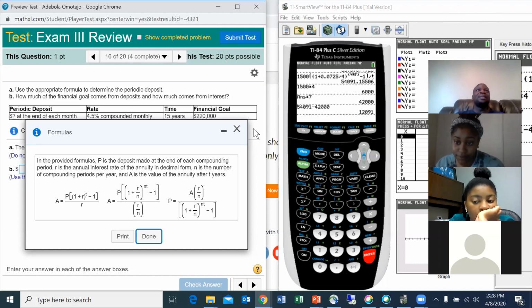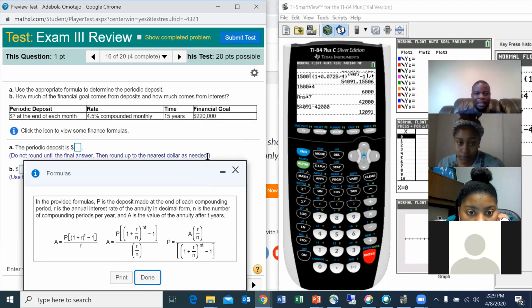I'll probably put it for the next 10 minutes, so that we don't spend too much time. We're almost done, but again, I don't want to rush this. So let me see how far I can go with typing all of this. I'm going to start with A. P equals A, the future goal. That's 220,000.